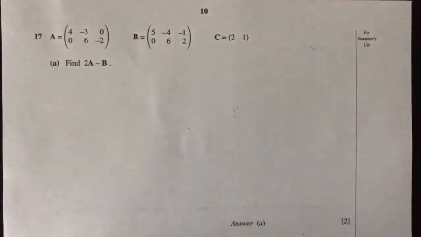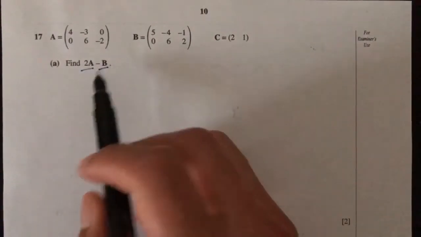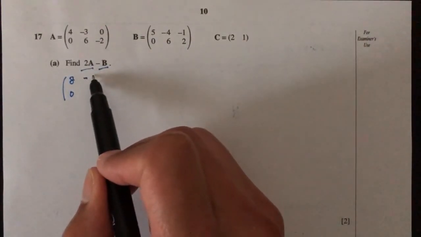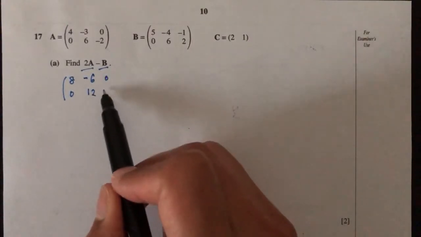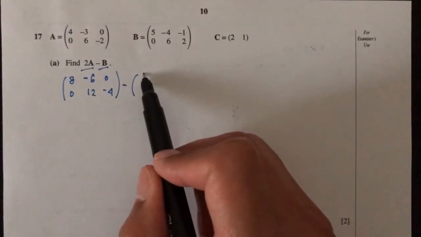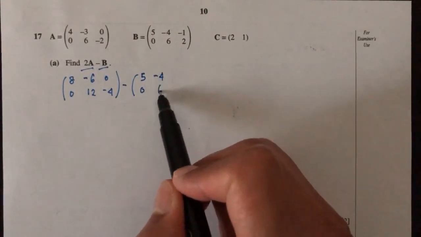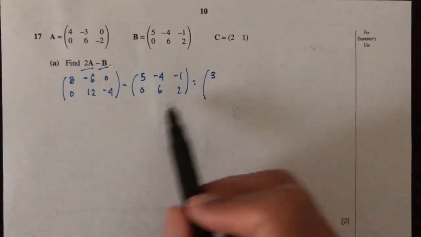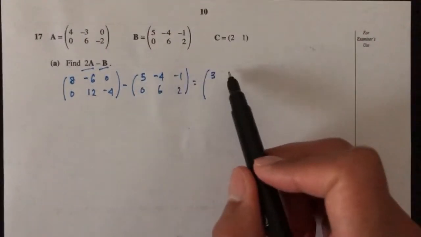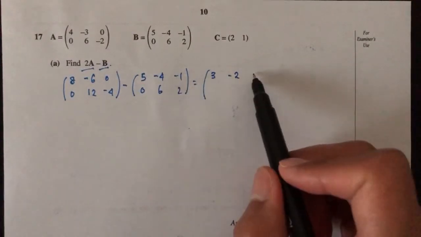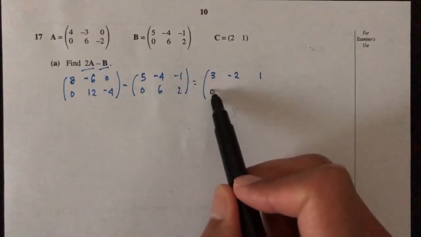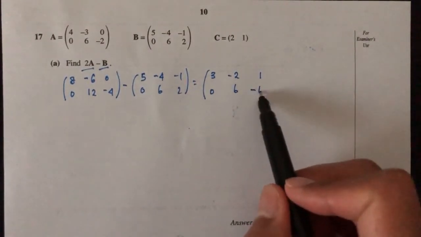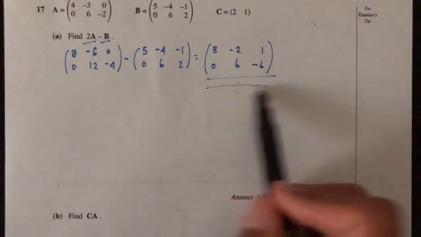Question 17, part A, we have 2a minus b. So we place 2a in this. So 2a will be 8, 0, minus 6, 12, 0, minus 4, minus b will be 5, 0, minus 4, 6, minus 1, 2. So 8 minus 5 will be 3, minus 6 minus minus 4 will be minus 2, 0 minus 0 will be 0, 12 minus 6 will be 6, minus 4 minus 2 will be minus 6. This will be the answer for part A.